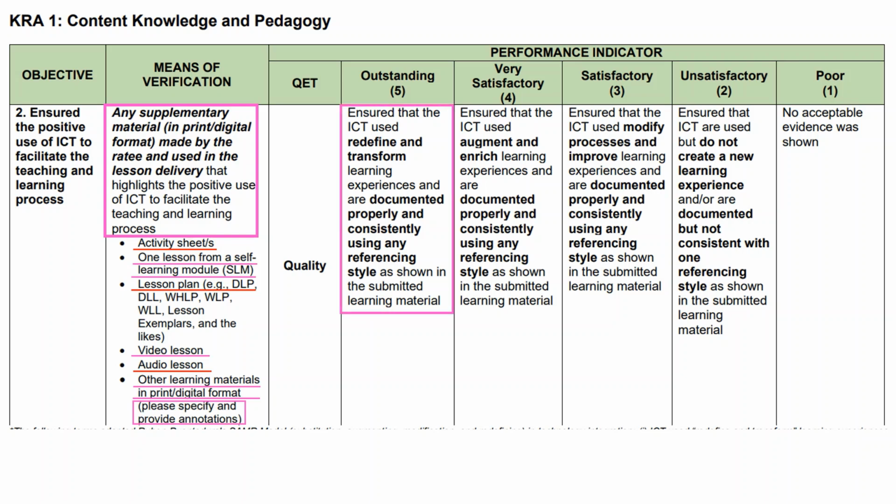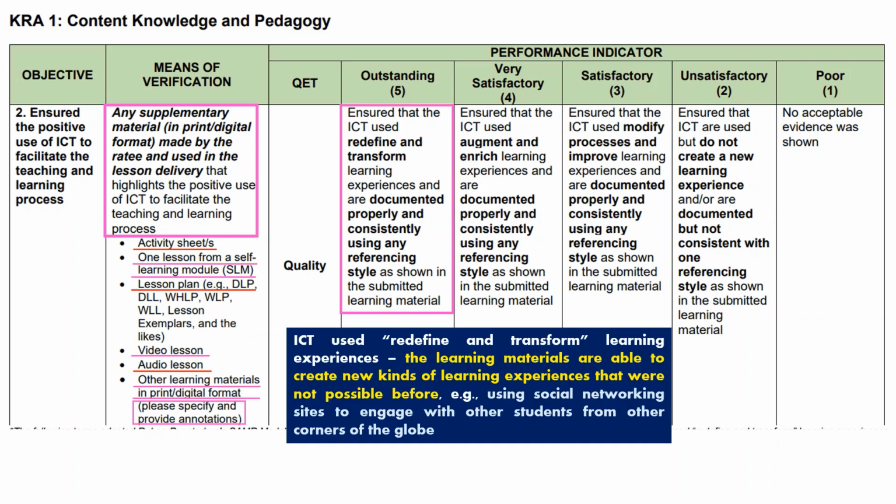To get 5, you have to ensure that the ICT used will define and transform learning experiences and are documented properly and consistently using any referencing style as shown in the submitted learning material. The learning materials are able to create new kinds of learning experiences that were not possible before. For example, using social networking sites to engage with other students from other corners of the globe.